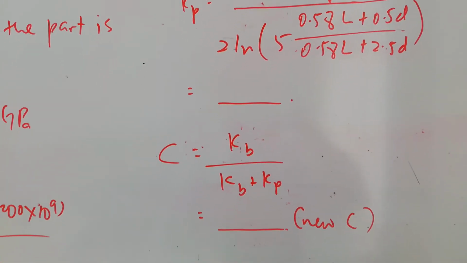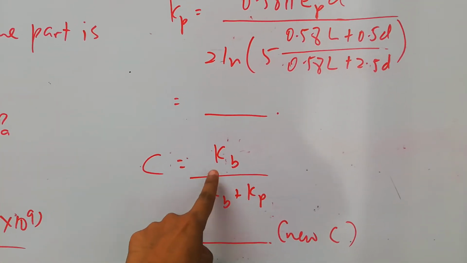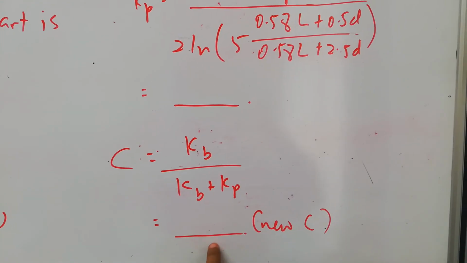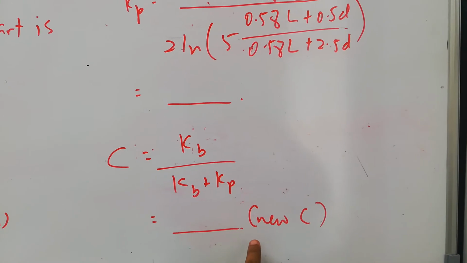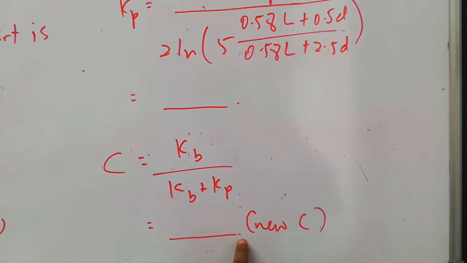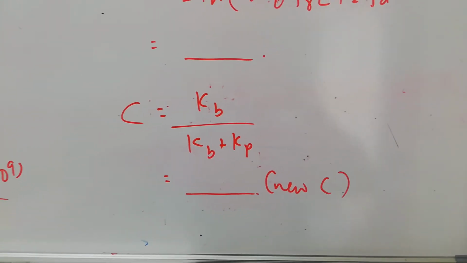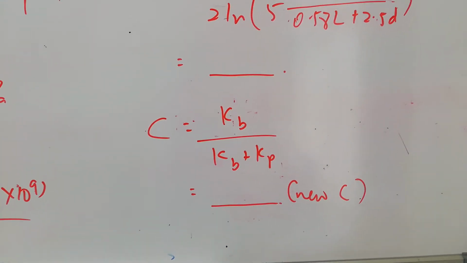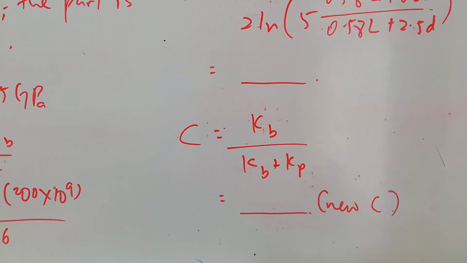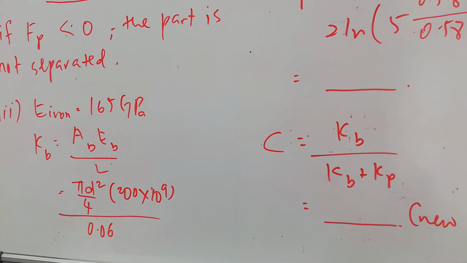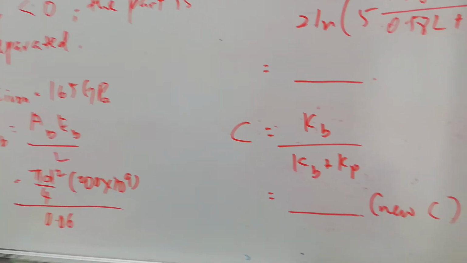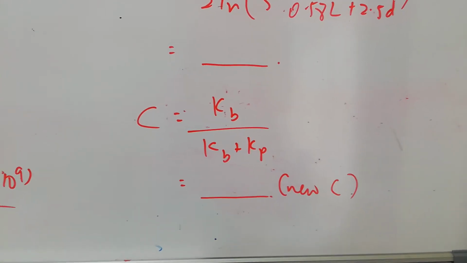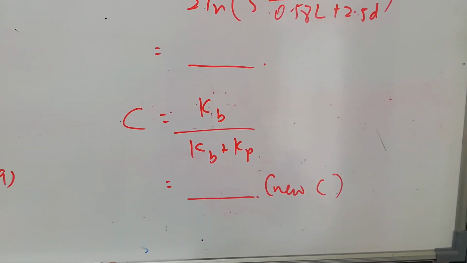After that, we determine the joint constant, C equals Kb over Kb plus Kp, and we get the value of C. This C is the new C; it is not the same as the previous C. After we have determined the new C, the recommendation for this connection is to increase the number of bolts. So that is our recommendation.